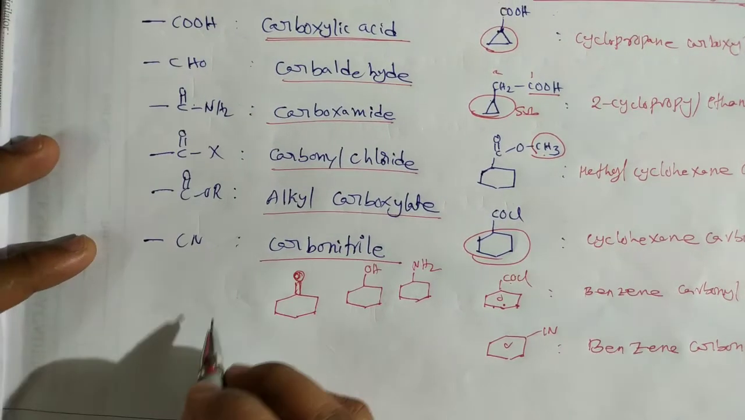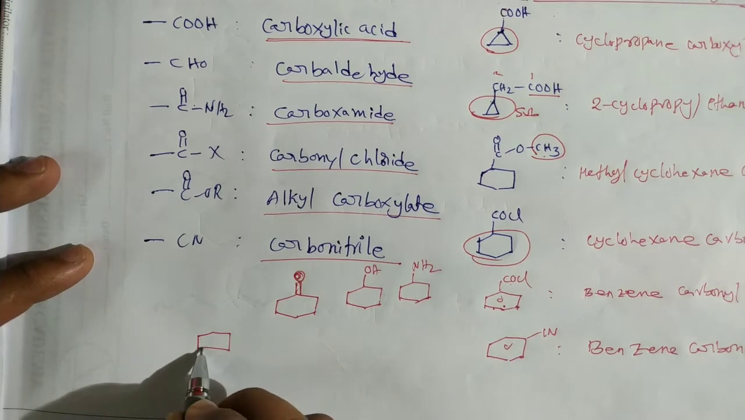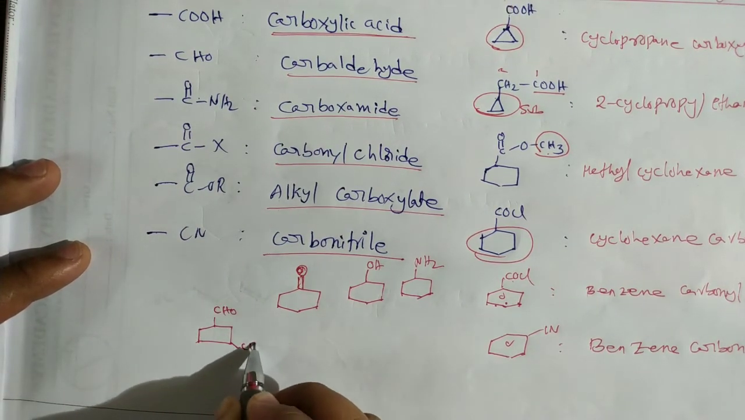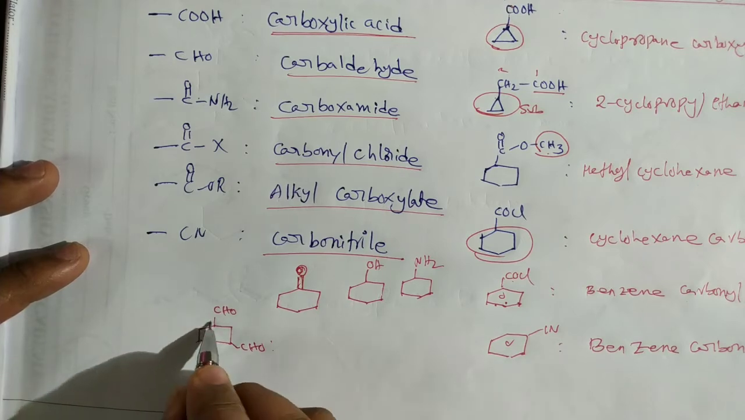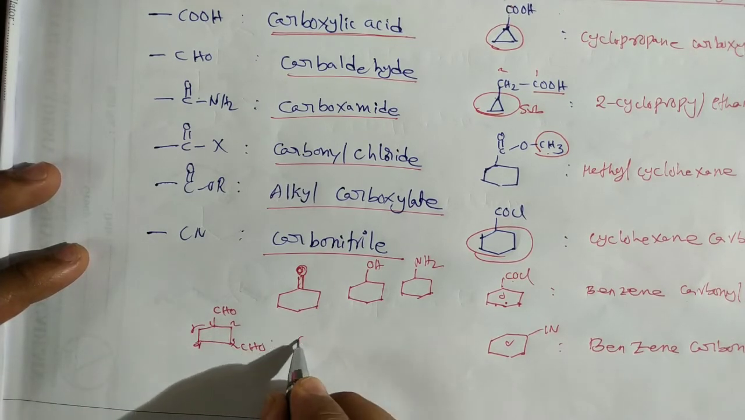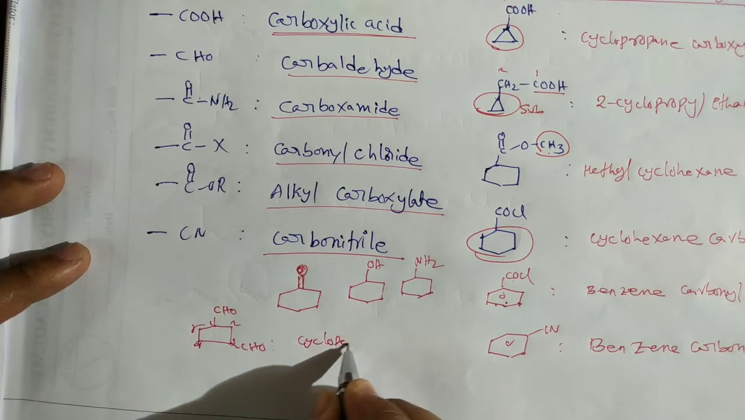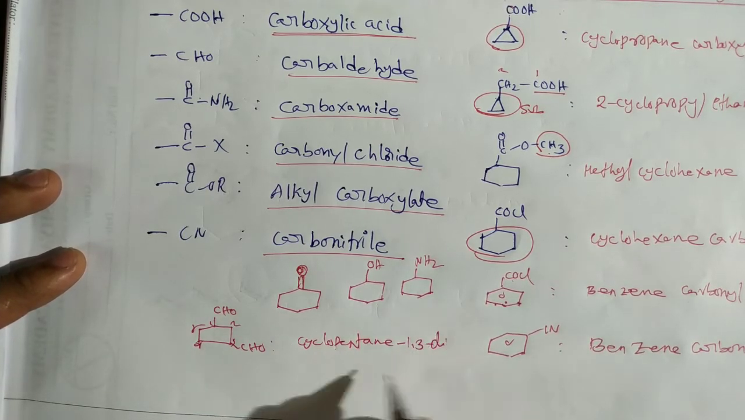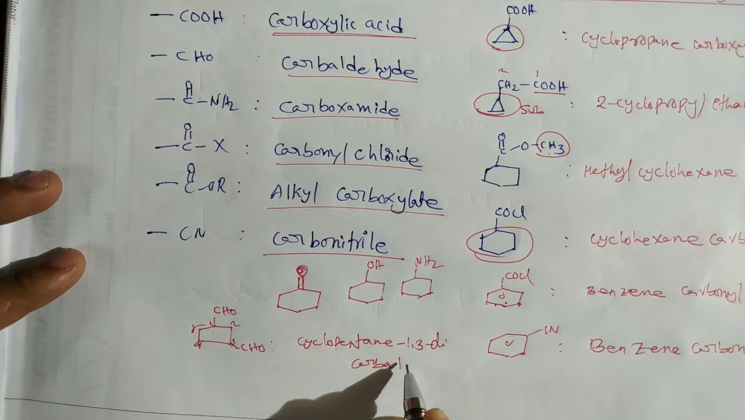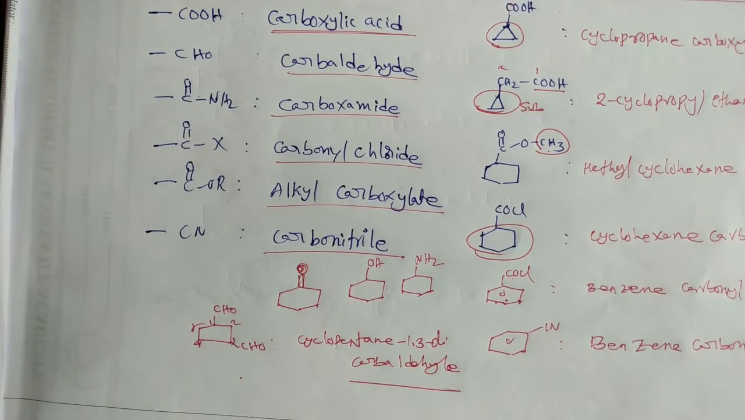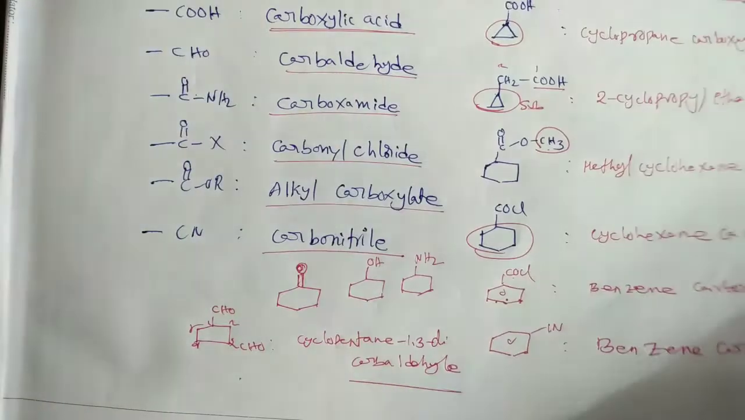Now suppose the cyclic ring is attached to CHO, and here two CHO groups are there, so numbering 1, 2, 3, 4, 5. That means it is cyclopentane-1,3-dicarbaldehyde. That is the IUPAC name of this compound. Okay, that's it. Next, let us discuss some more examples.